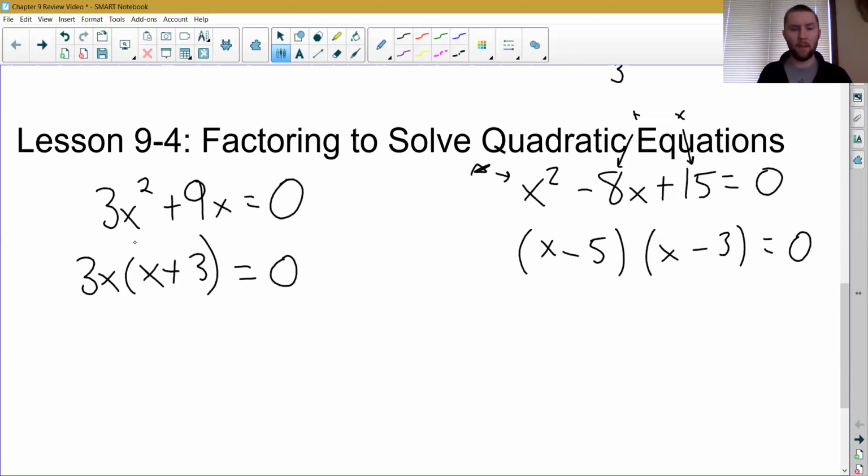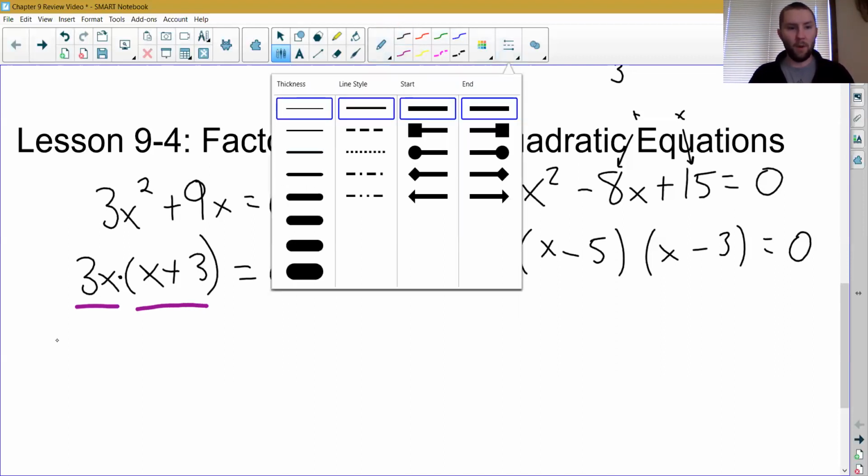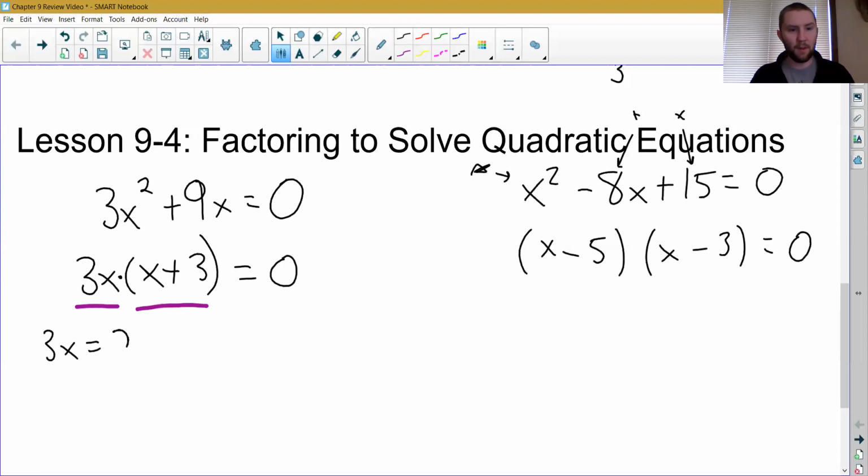Now, once we have the quadratic equations factored, and of course equal to 0, that's always step number one: get them equal to 0, then look for what we can factor. I use something called the zero product property. It should be somewhere in your notes. The zero product property says if I have two different things multiplied together, like in this case, a 3x and an x plus 3, and they equal 0, my two choices are either 3x is equal to 0 or x plus 3 is equal to 0, and that will lead me to my two possible solutions.